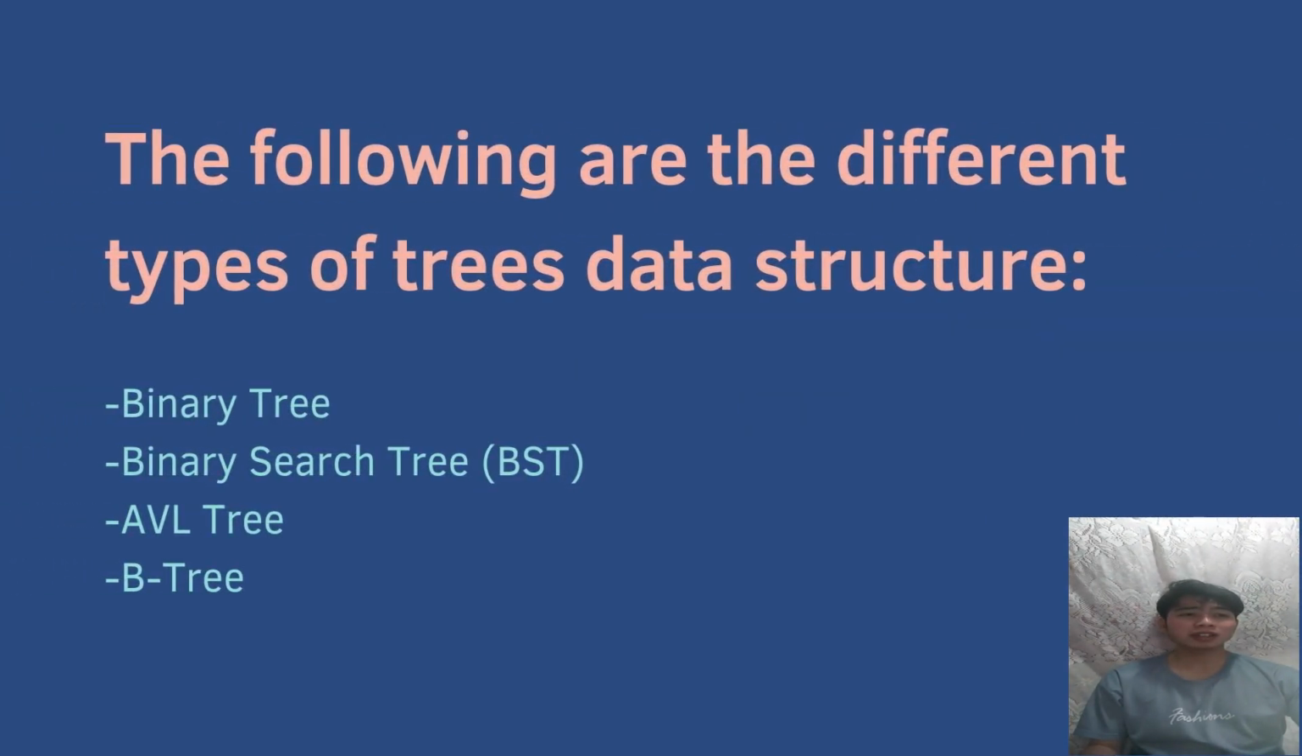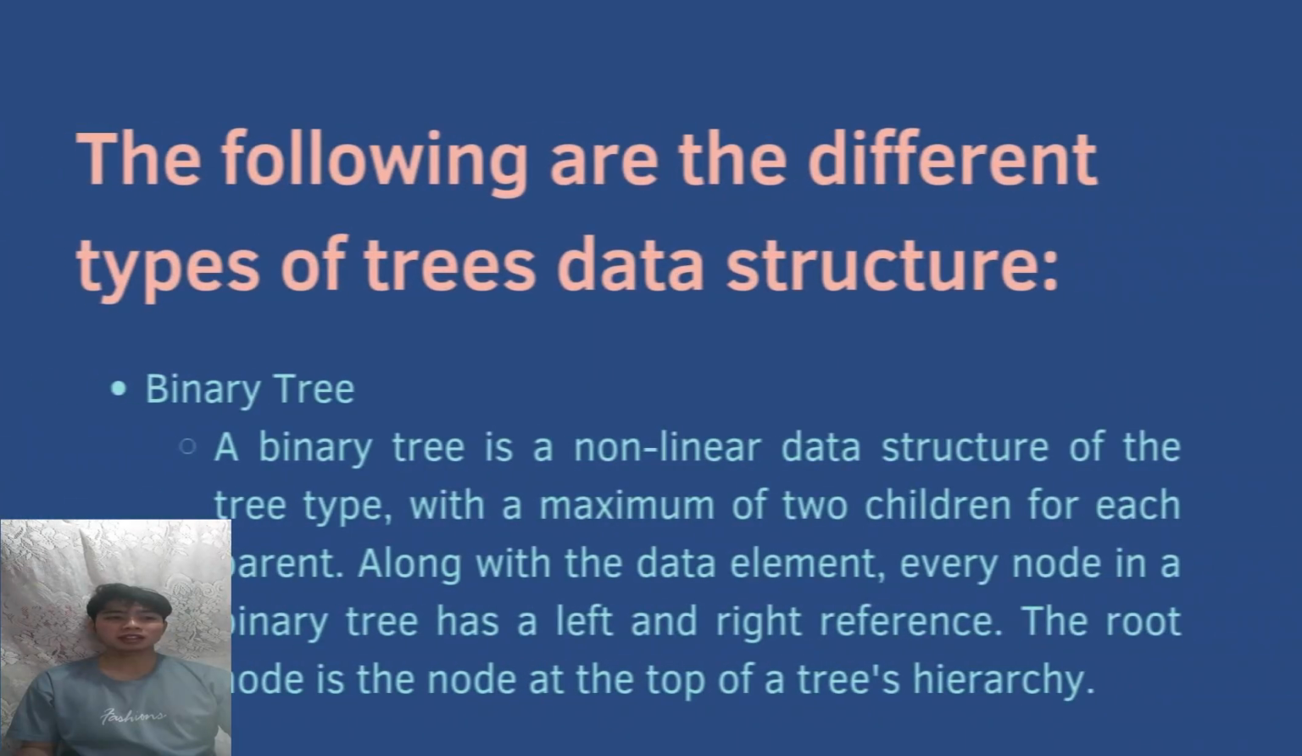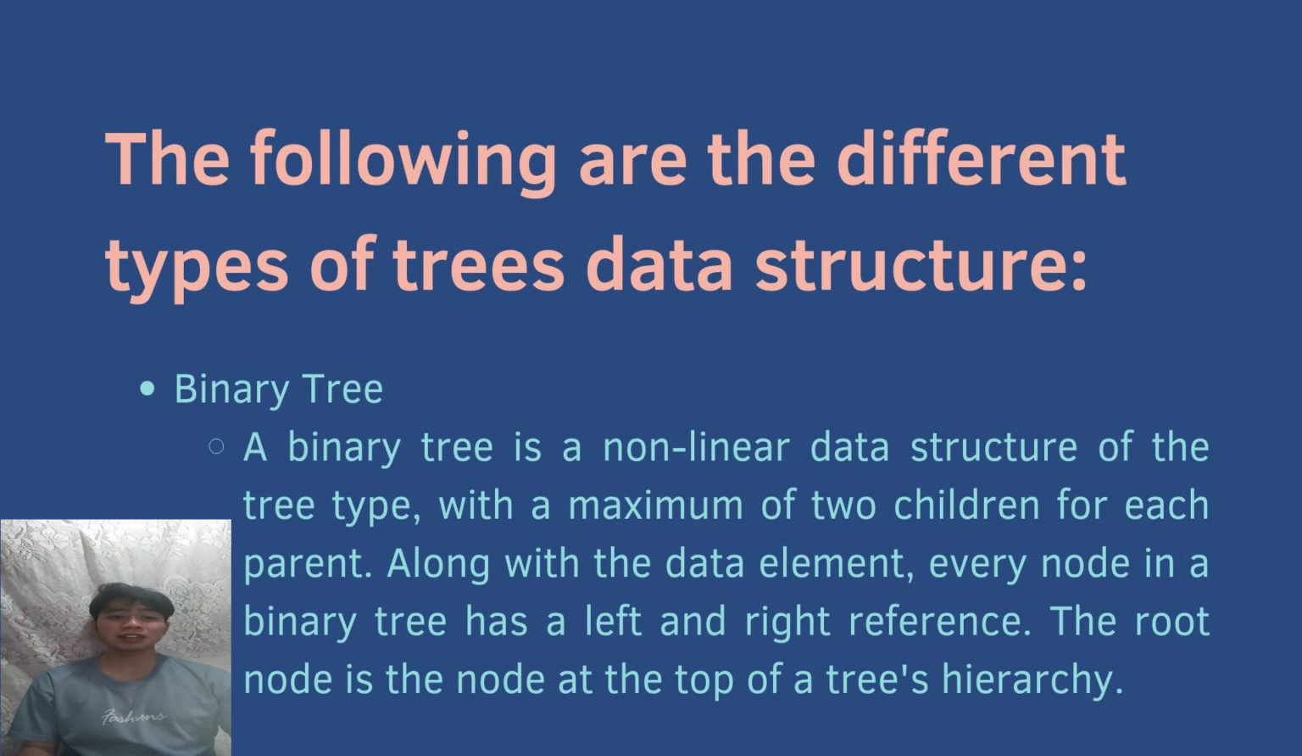The following are the different types of tree data structures. Binary tree. A binary tree is a nonlinear data structure of the tree type with a maximum of 2 children from each parent. Along with the data element, every node in a binary tree has a left and right reference to the root node at the top of the tree.